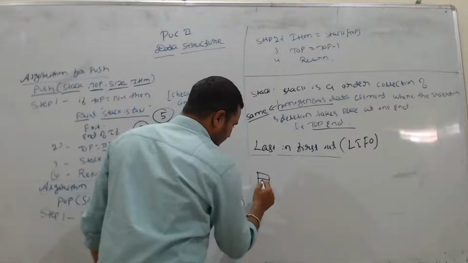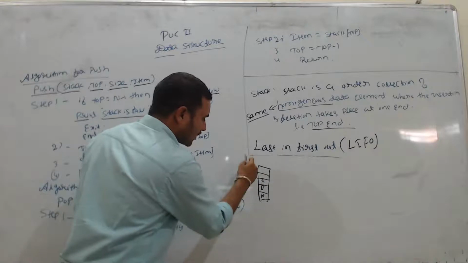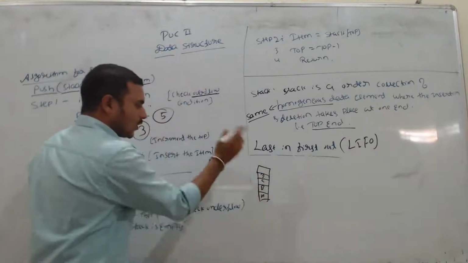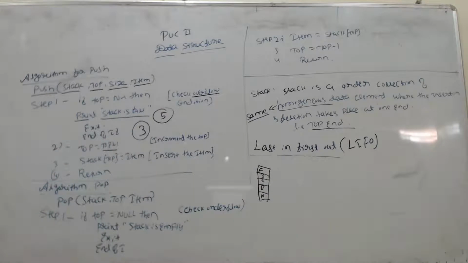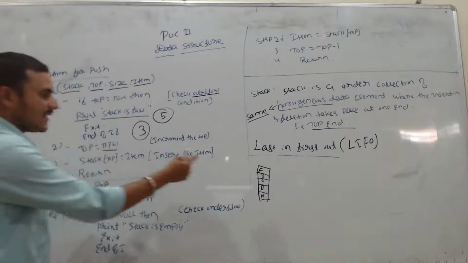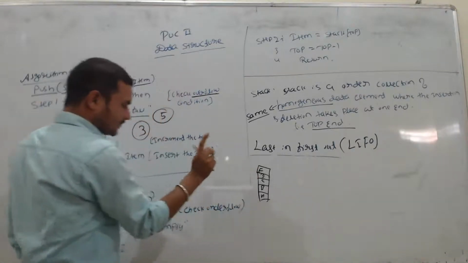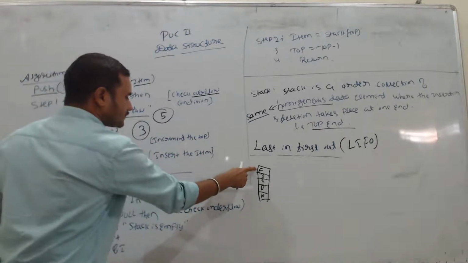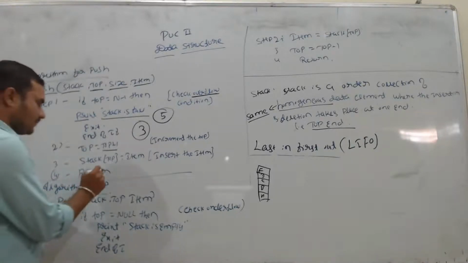So A, B, C elements. Top plus 1, top plus 1. D, again top plus 1. E. So this is the exit value. Stack[top] is equal to item. We are adding the item, inserting the item into the stack. Right? So the algorithm will stop here.